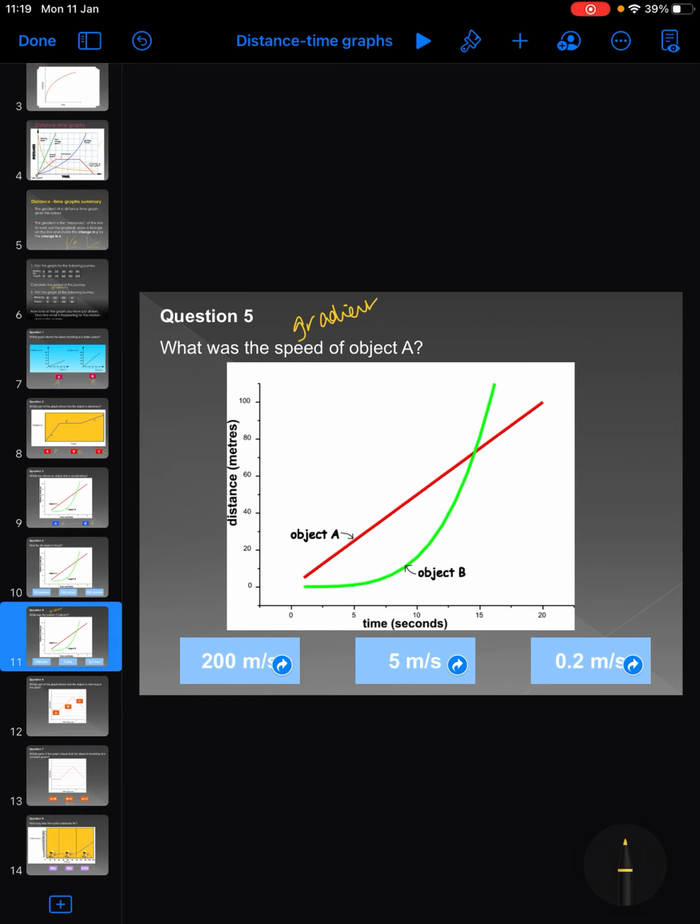What was the speed of object A? Okay, so we said it did 100, let's draw the triangle. So, change in y was 100, because it goes up to 100 on the side there. Change in x was 20. So, gradient, which is our speed, is change in y over change in x. So 100 divided by 20 equals 5 metres per second.